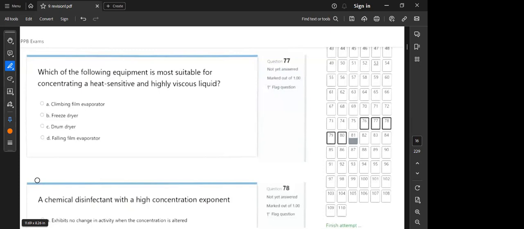So, which of the following equipment is most suitable for concentrating a heat-sensitive and highly viscous liquid? Climbing film evaporator, freeze dryer, drum dryer, falling film evaporator.